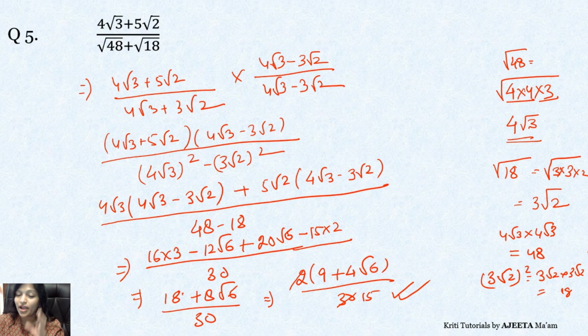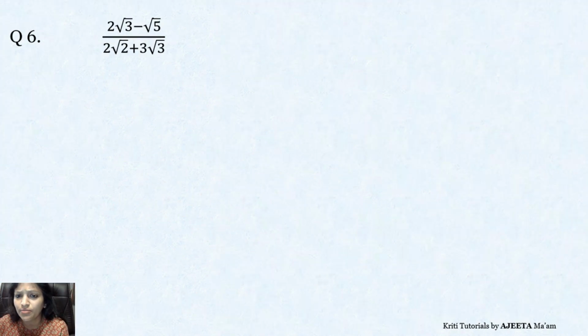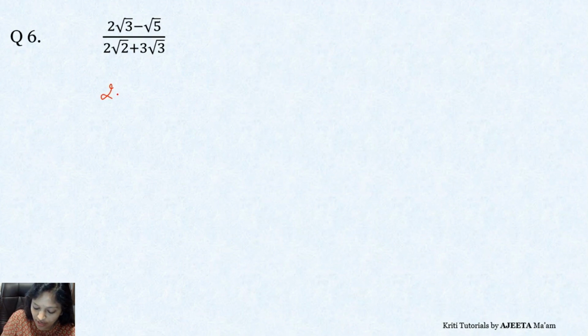Correct? So we just have to be careful with the calculations, otherwise the concept is very, very easy. Correct? Now let's move on to the next. Here we have 2 root 3 minus root 5 upon 2 root 2 plus 3 root 3. Now we will rationalize it with the opposite sign again. So what will we get? We will get 2 root 2 plus 3 root 3.